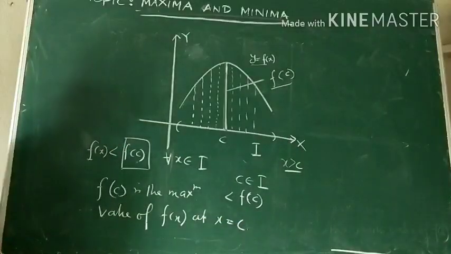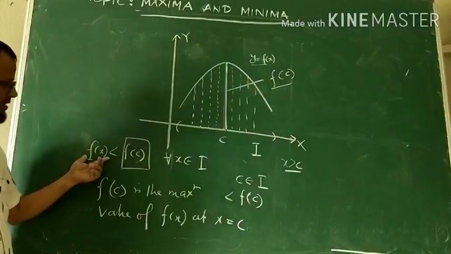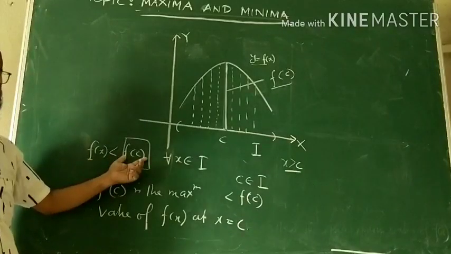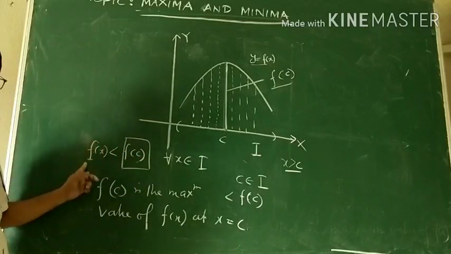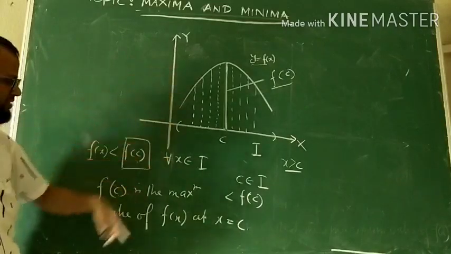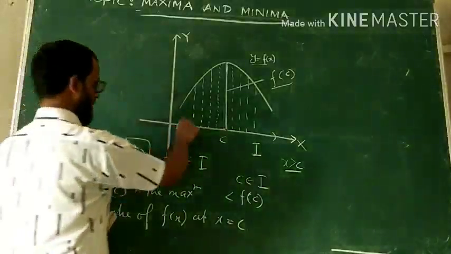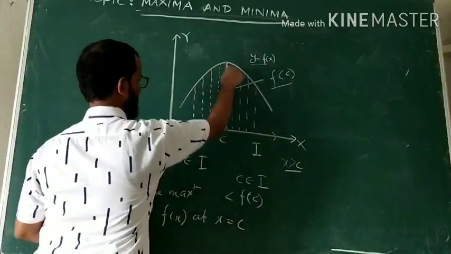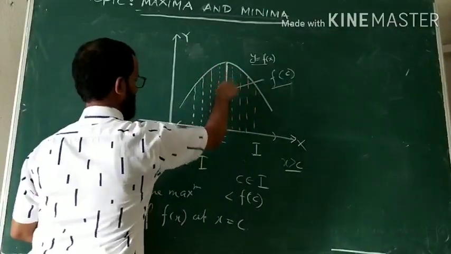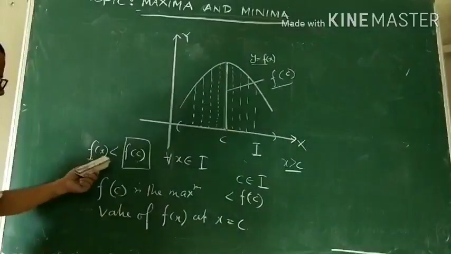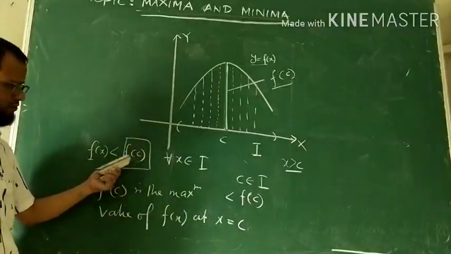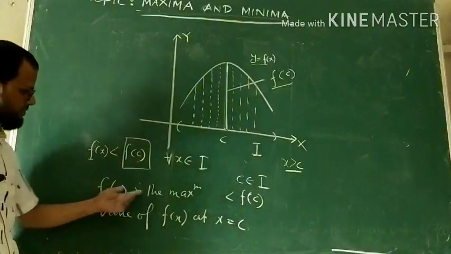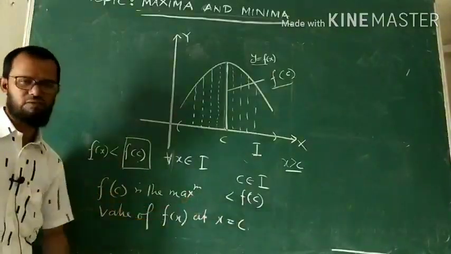Since all f(x) are less than f(c), this f(c) is a particular value which is greater than all f(x) in the graph of the function, for every x in the domain. So you can conclude that f(c) is the maximum value of f(x) at x equal to c.